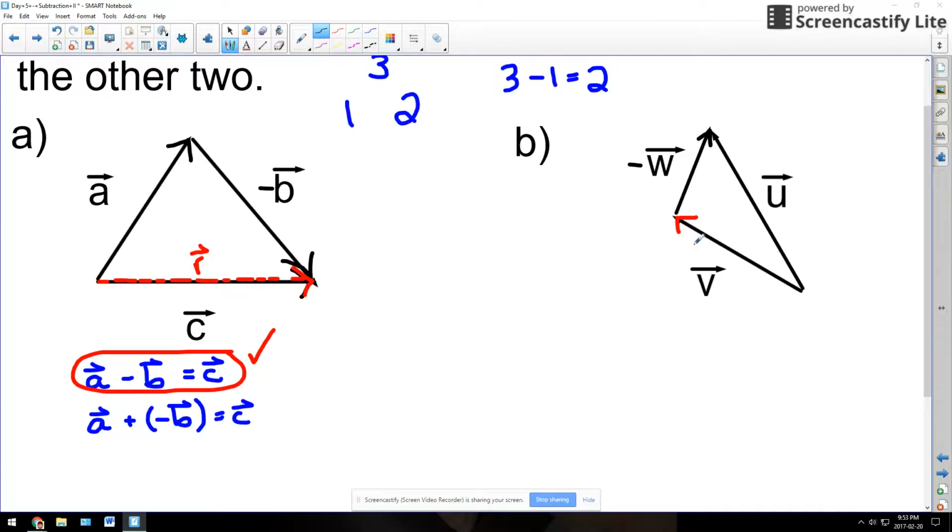So you can see now that V bar and negative W bar are tip to tail, which is how we need them for adding. And the resultant is going to start at the base of the beginning vector, and it's going to end right there. So this is the resultant. So that makes sense. So if we do V minus W, that gives us U.